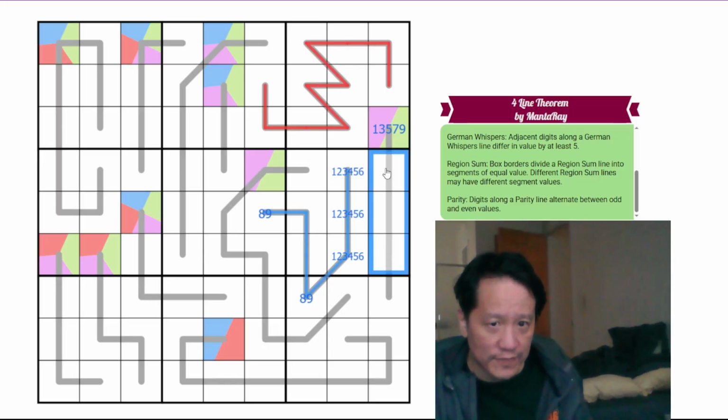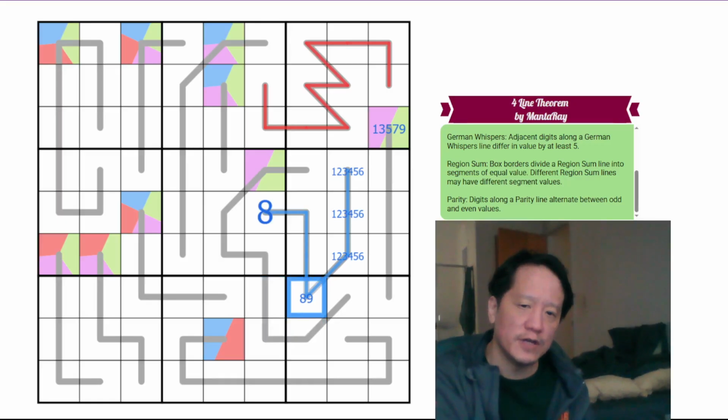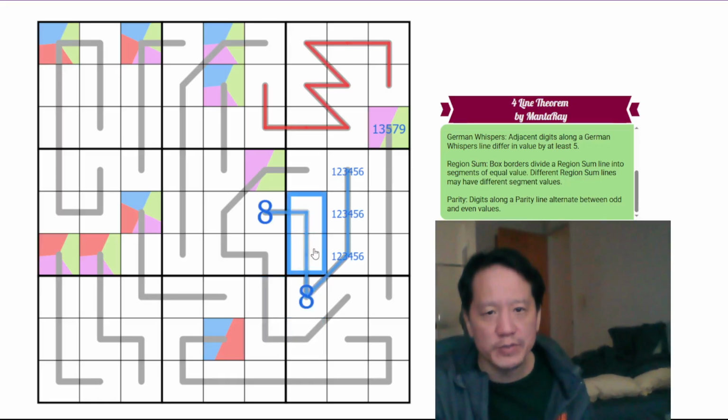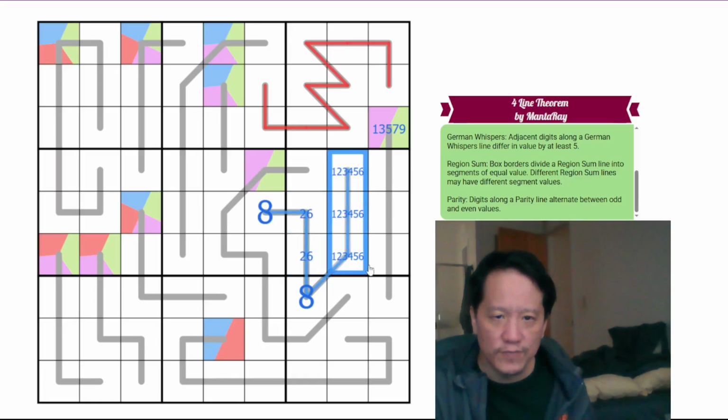So this would have to be 5, 7, or 8 of some sort. And this would be a high digit and would be a Whisper 5 line. Okay, so let's go through what happens if this is 8. So we have 8, 8. This is 2, 6 as a pair here. This is 1, 3, 4.